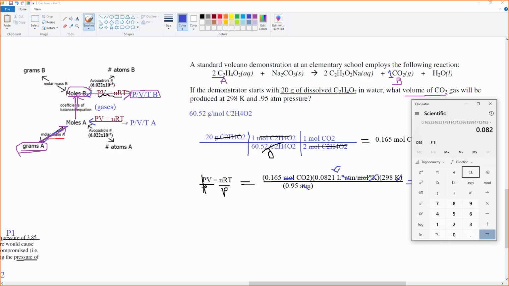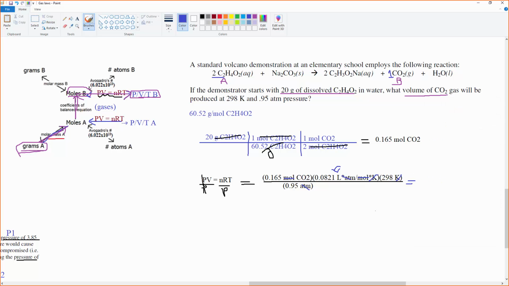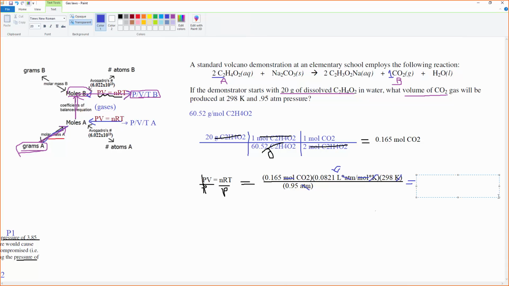0.165 times 0.0821 times 298 divided by 0.95. Wait. I'm off by a little bit more, so I'm going to double check this. 0.165 times 0.0821 times 298 divided by 0.95. I'm getting 4.25. Okay. All right. We all got the same. Perfect. 4.25 liters CO2.